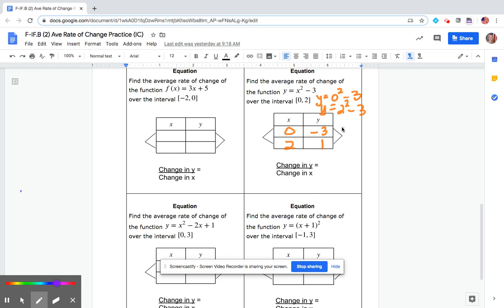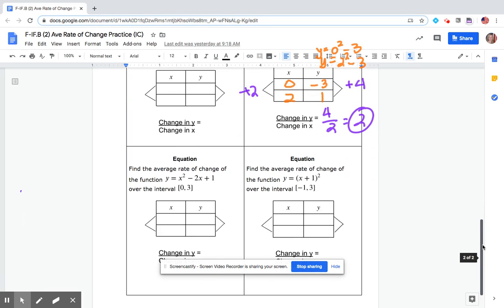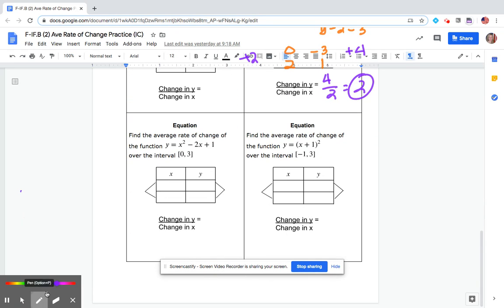We can interpret our change in y here. To get from -3 to 1, I'm adding 4. To get from 0 to 2, add 2. So my change in y over my change in x is +2. And we can do that for any equation. We can find the rate of change between any two given values in an interval.